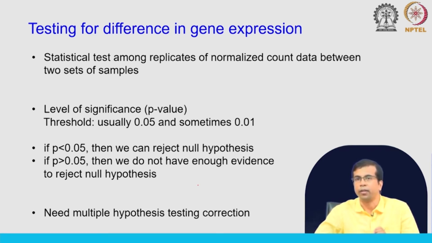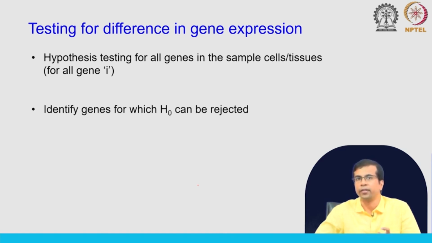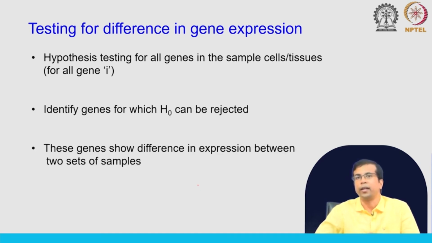This is something we need to understand a bit better. So, we do this hypothesis testing for all genes in the sample cells, tissues. Again, i can vary from 1 to 5,000, 1 to 10,000. So, we do this hypothesis testing for all genes, and then we identify genes for which we can reject the null hypothesis, because these are the genes that are differentially expressed between these two sets of samples. This can be, let us say, 500 genes or 100 genes, and this list will give us the genes that are differentially expressed between, let us say, disease versus healthy condition.